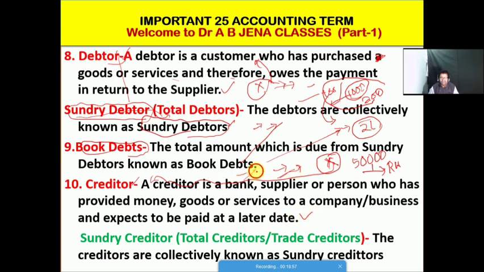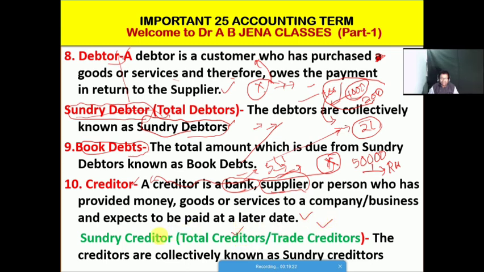Similarly, suppose you take a loan from a bank for your business purposes. Let's take an example of 5 lakhs. After some days, you will definitely repay the 5 lakhs to the bank. So here the bank will be the creditor to you, or the supplier will be the creditor to you. Very simple. What is the meaning of sundry creditors? Sundry creditors are also known as total creditors or trade creditors.